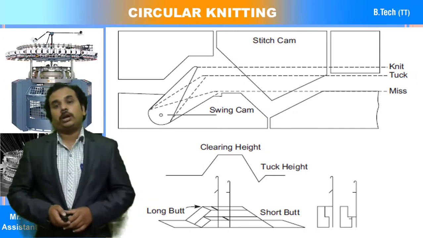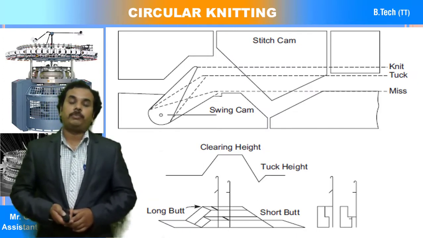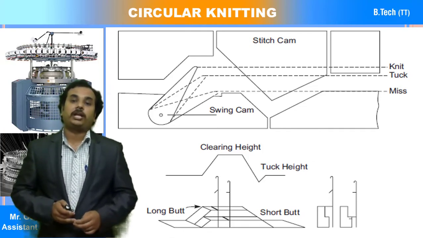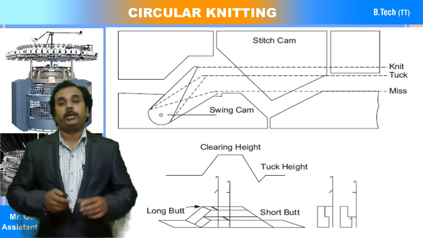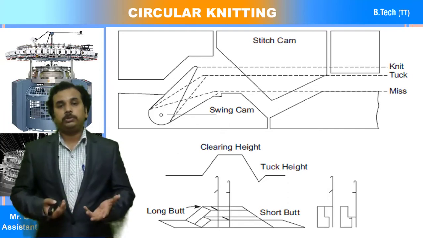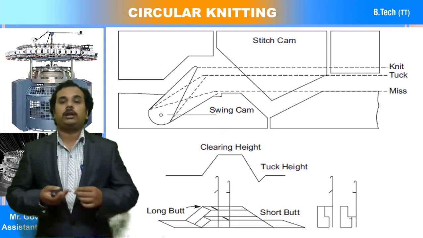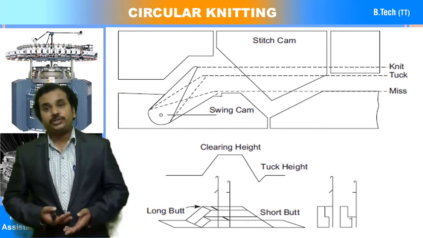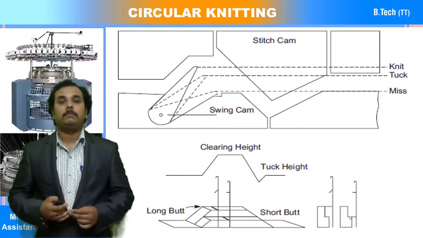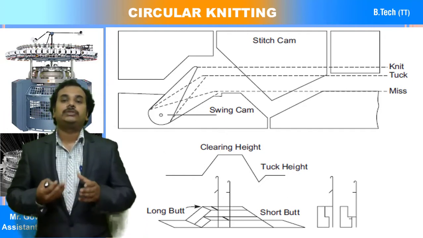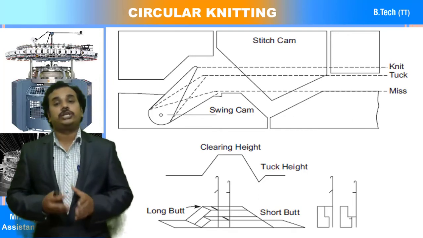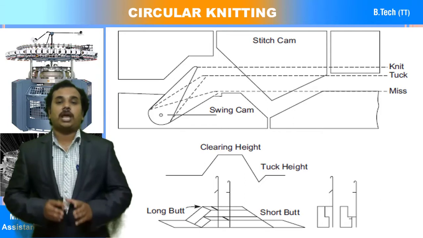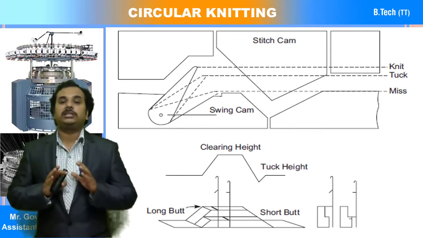Now with the help of different types of cams, we can also make different types of stitches: completely loop, without loop, tuck. So there are three different types of stitches: knit stitch, tuck stitch and miss stitch. These are the three types of stitches generally used in the knitting machine. Now these stitches can be made by adjusting the cam.